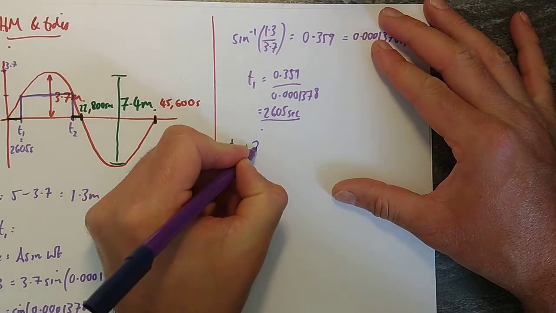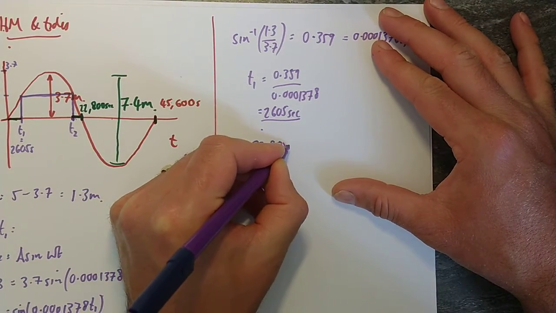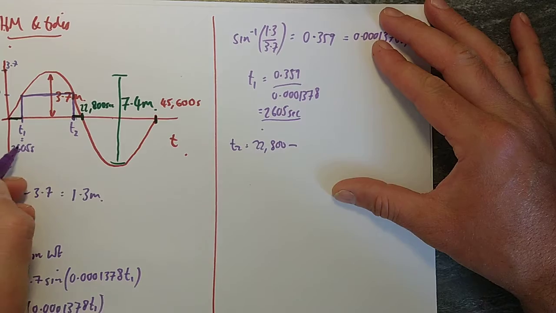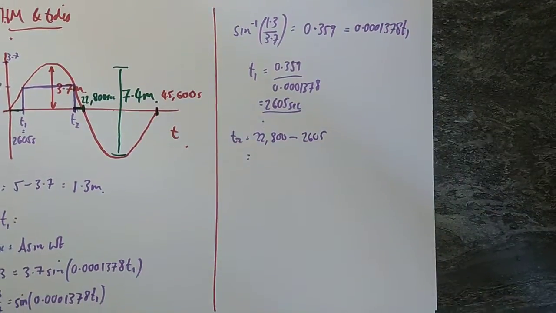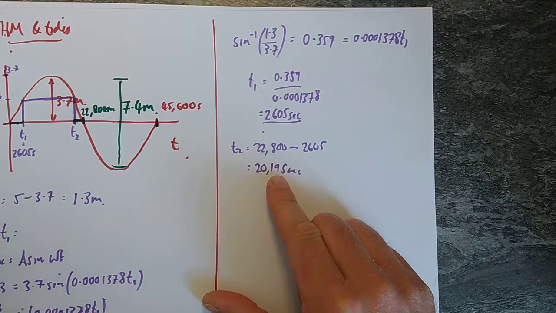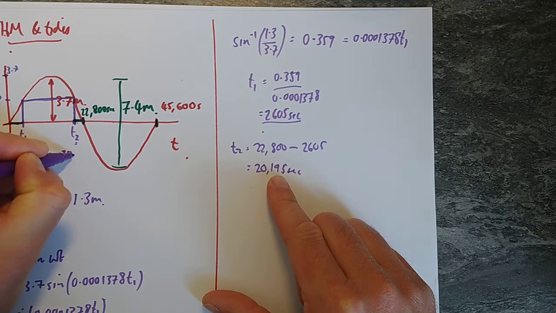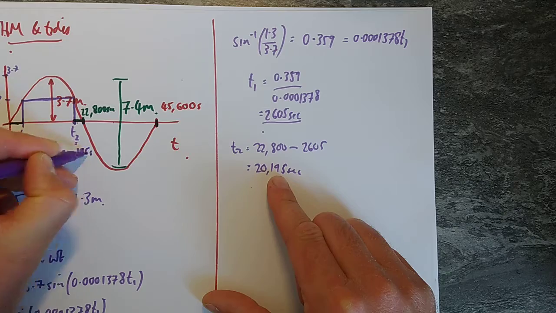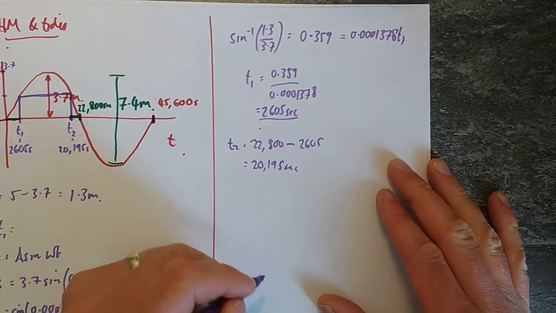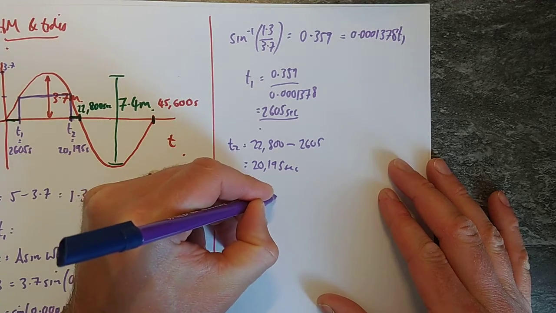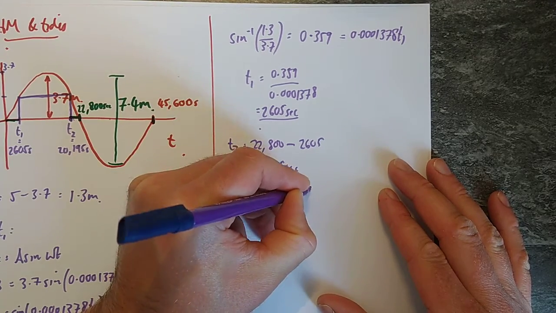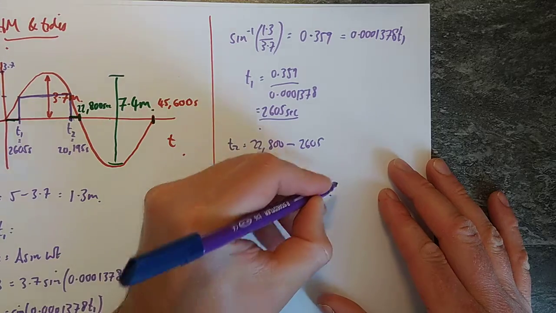That means that this T2 therefore equals 22,800 seconds minus that length there, which is 2,605. So that gives me 20,195. So T2 is 20,195 seconds.